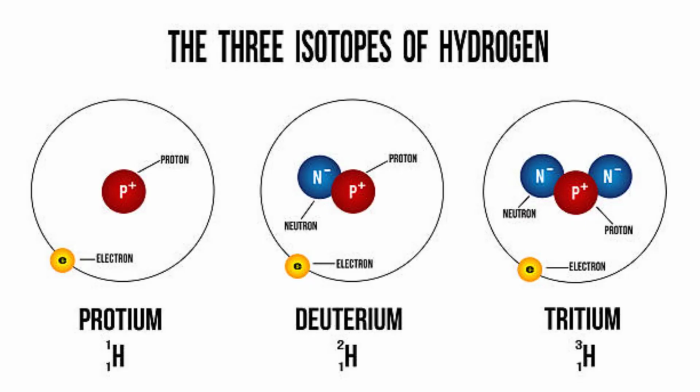Observe this animation, visually comparing protium, deuterium, and tritium. Notice how the number of protons remains constant at 1 for all 3, which is why they are all hydrogen. The key difference lies in the number of neutrons in their nuclei. This visual clearly demonstrates how isotopes are variations of the same element.